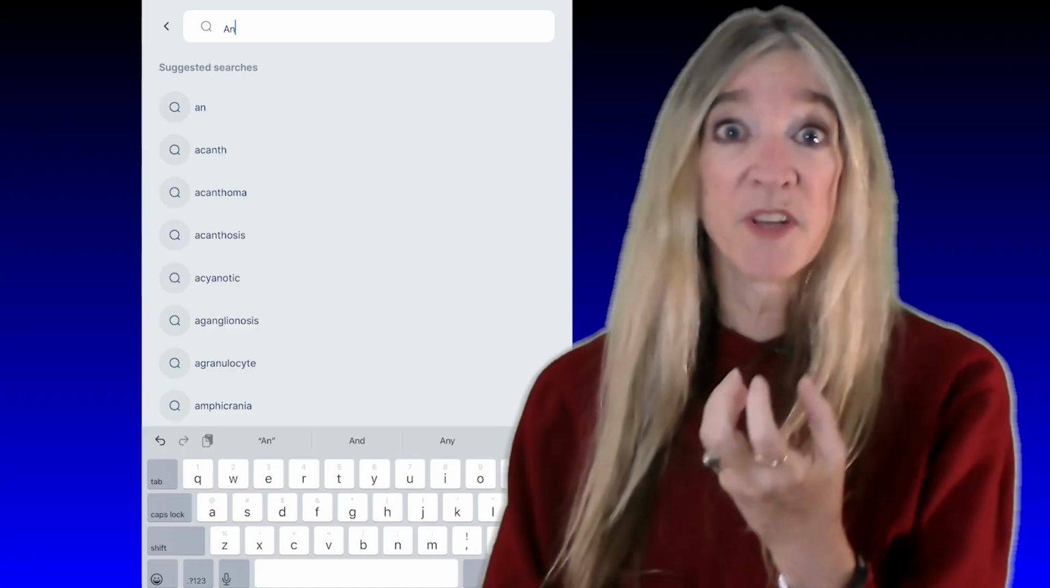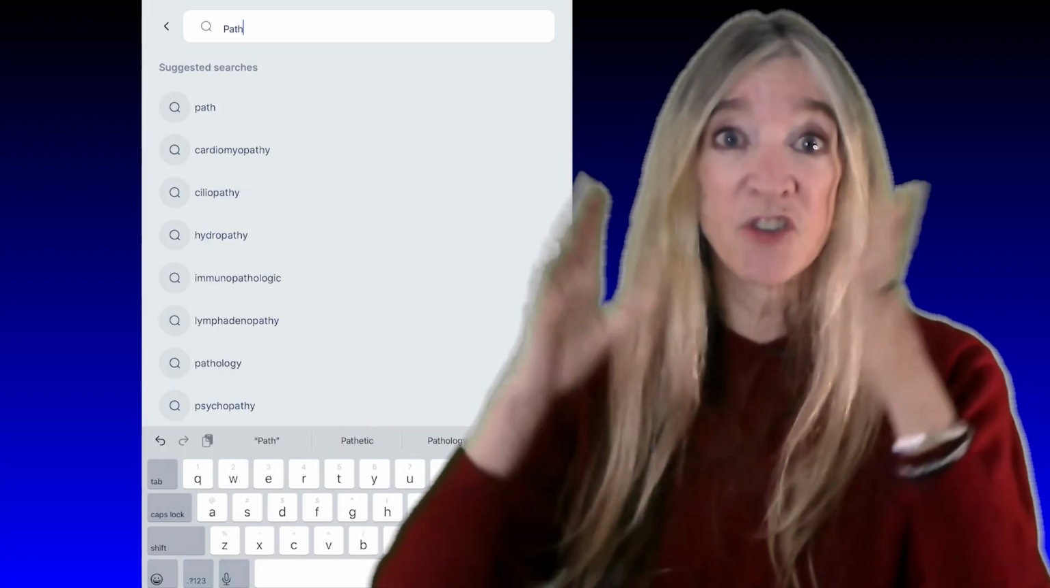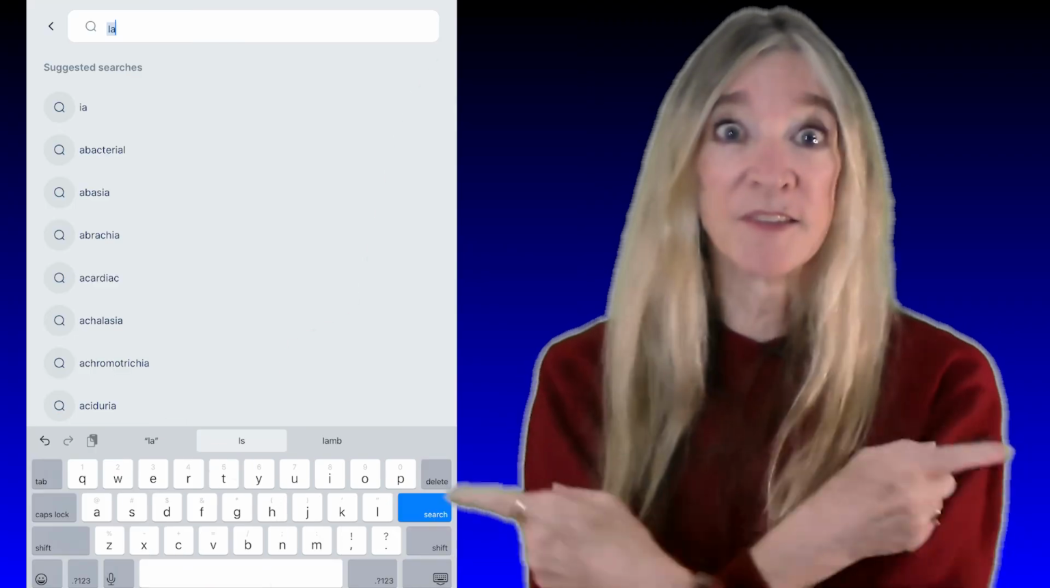Hypophoresis, peri. With just a handful of roots, you can put together dozens of words, dozens and dozens. So that was my class. It looked like this. Those are my notes. Those are my actual notes.